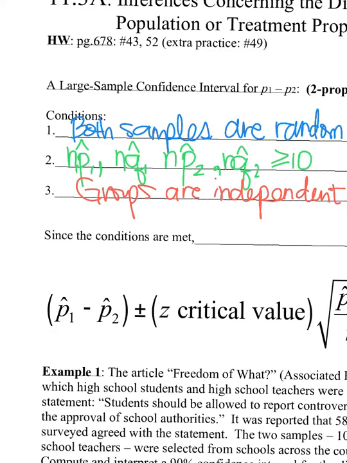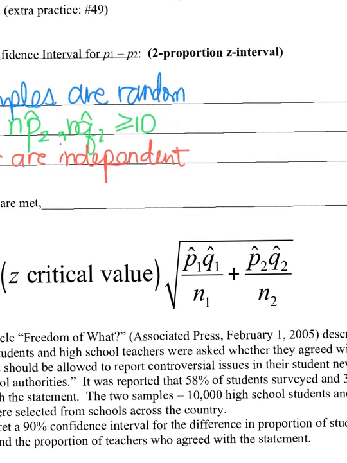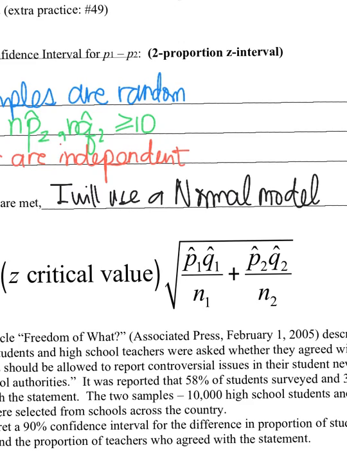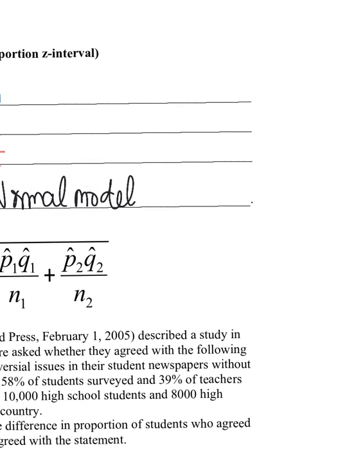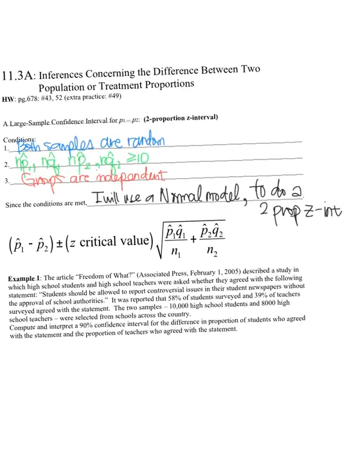Okay, so once all 3 conditions are met, we will use a normal model. Since we are doing proportions, we're back to normal model. So I will use a normal model to do a 2-prop Z int. All right, and that is our statement.